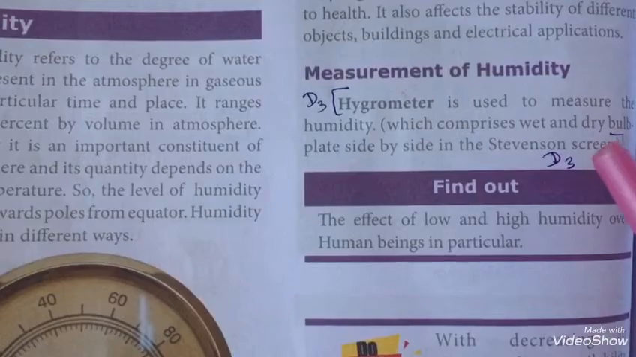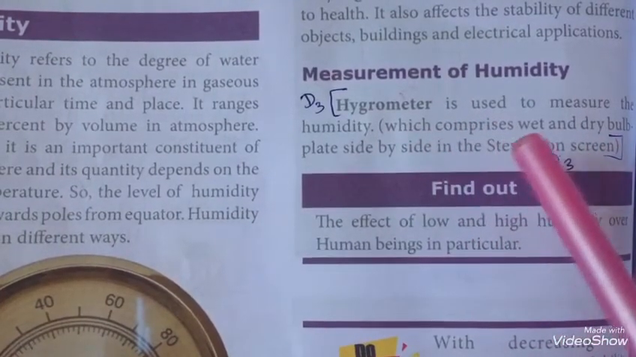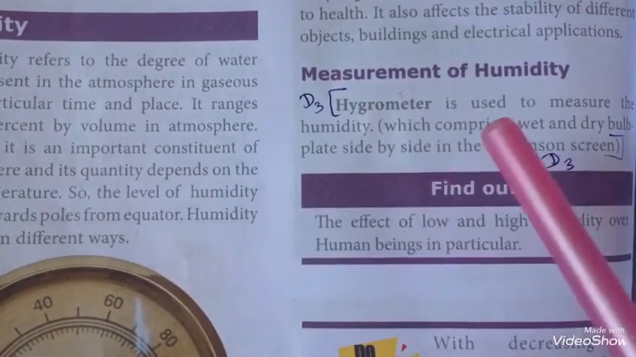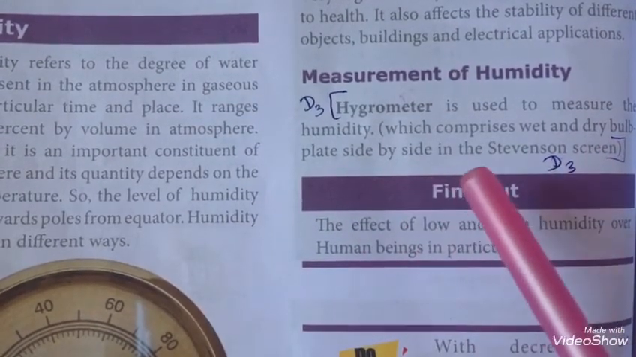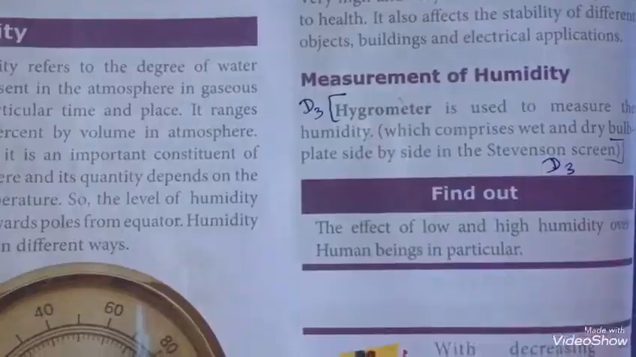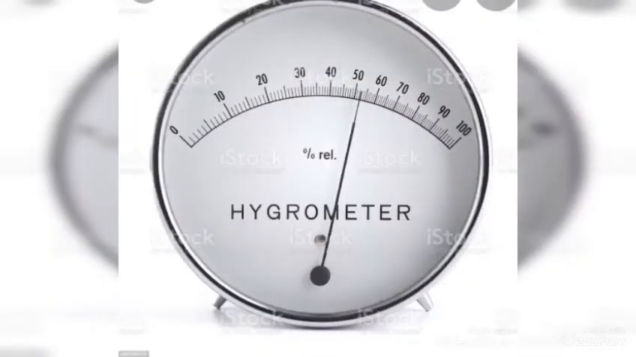Measurement of humidity. Hygrometer is used to measure the humidity which comprises wet and dry bulb plate side by side in the Stevenson screen. This is hygrometer and it is used to measure the humidity.